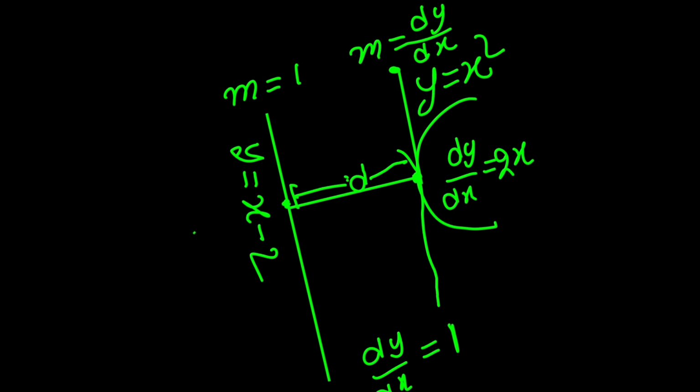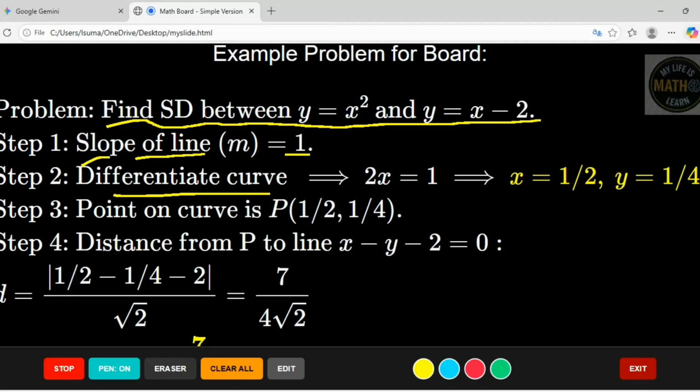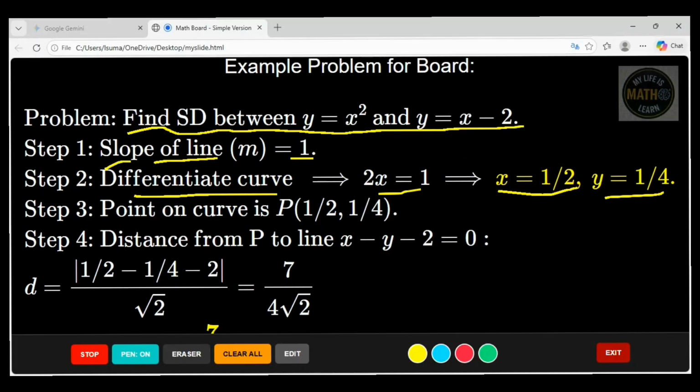So you can substitute. After substituting you will get 2x is equal to 1, so x is equal to 1 by 2. Substitute in the equation y is equal to x square, so y is equal to 1 by 2 whole square, which gives y is equal to 1 by 4. Now the point on the curve is P, 1 by 2 comma 1 by 4.